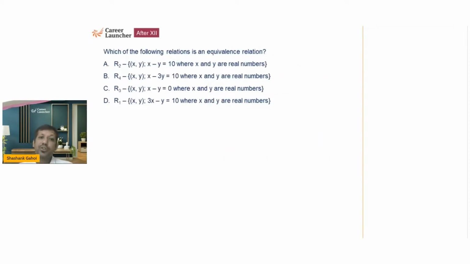Now this question says which of the following relations are equivalent. So now I have to check the other ones. X minus y is 10, x minus 3y is 10, x minus y is 0. So I can say that x is equal to y. X equal to y is always an equivalence relation. This is something that all of us know. So the answer of this question is directly going to be option C. Nothing much to think of.